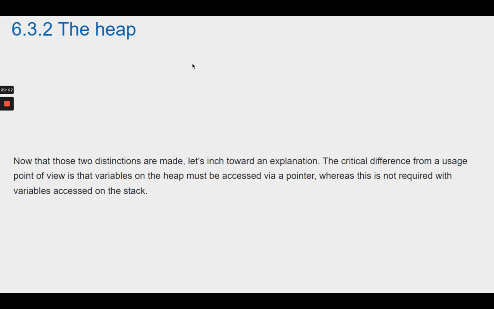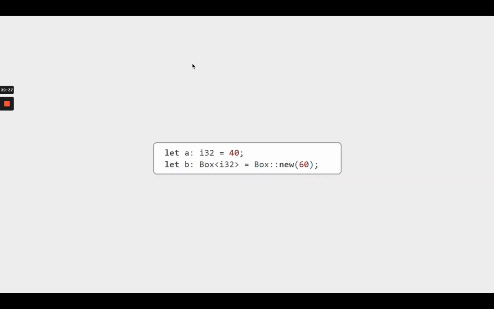The critical difference from a usage point of view is that variables on the heap must be accessed via a pointer, whereas this is not required with variables accessed on the stack. Although it's a trivial example, let's consider two variables, a and b. These both represent the integers 40 and 60, respectively. In one of those cases, though, the integer happens to live on the heap, as in this example.